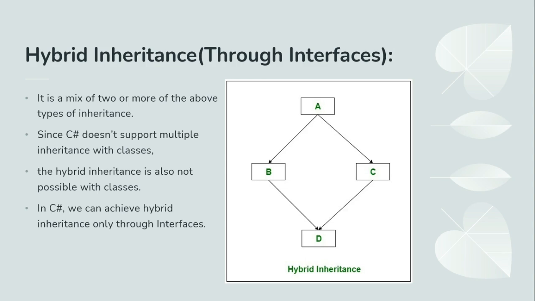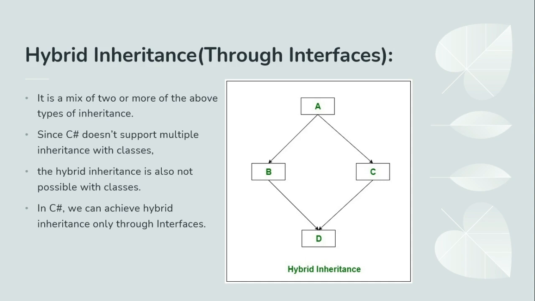Okay, so as we know, since C# does not support multiple inheritance with classes, hybrid inheritance is also not possible with classes, and we can implement it through interfaces only. Basically, the problem is that, suppose we have a method defined in A, and we are inheriting that to B and C. Then we have a class D, and we are inheriting B and C to D.